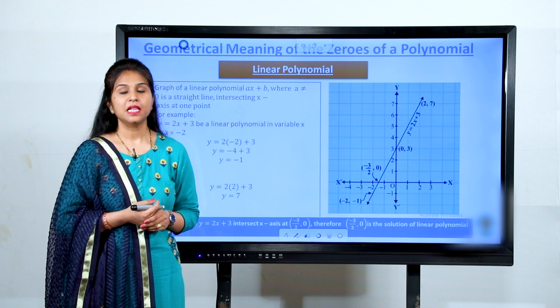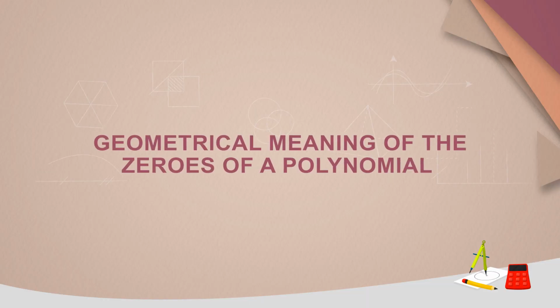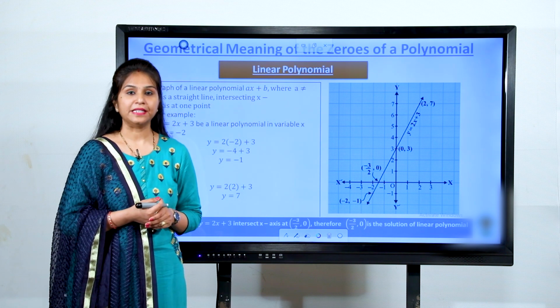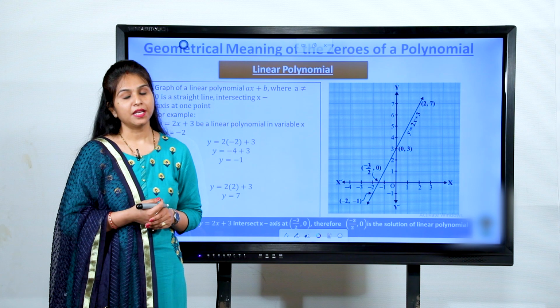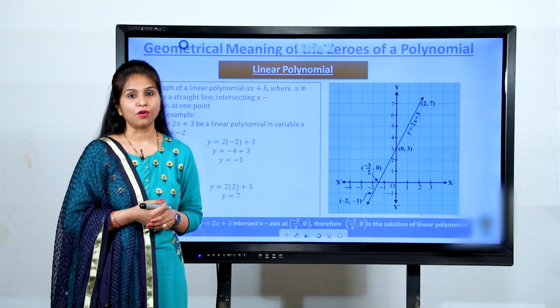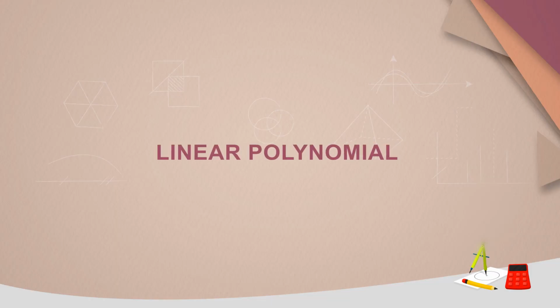Now, we have discussed the zeros of linear polynomial and quadratic polynomial. Let us understand the geometrical meaning of the zeros of a polynomial. Here in this section again we will start with the discussion of linear polynomial, then quadratic, and after that we are going to discuss the geometrical meaning of the zeros of cubic polynomial. So let's start our discussion with the zeros of linear polynomial.